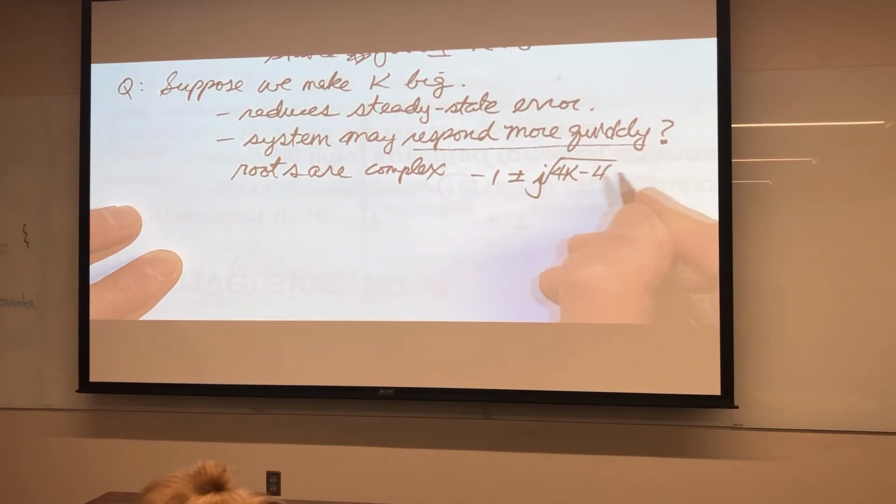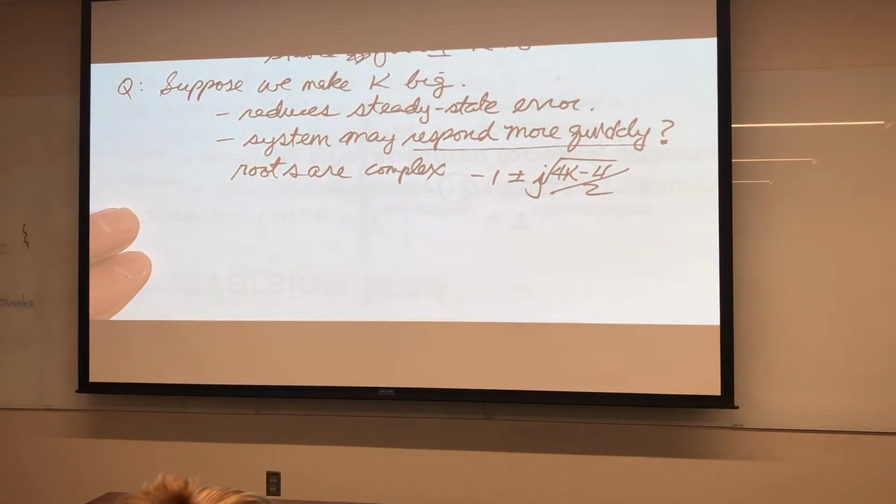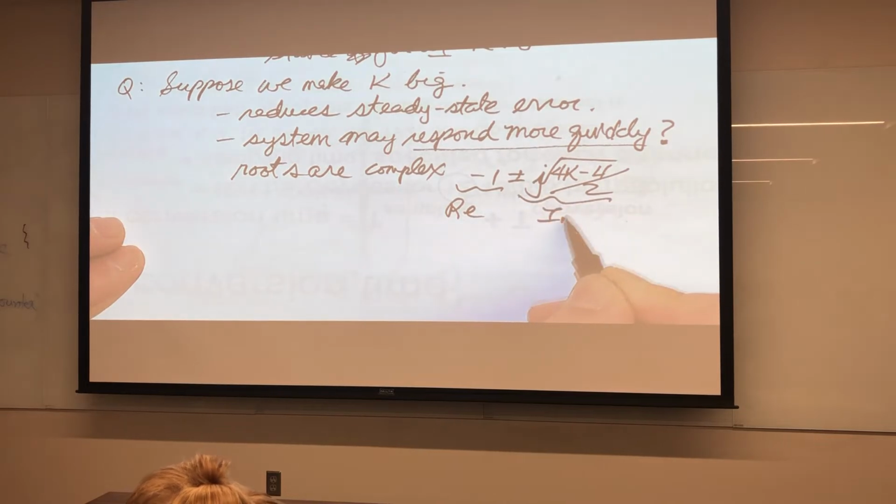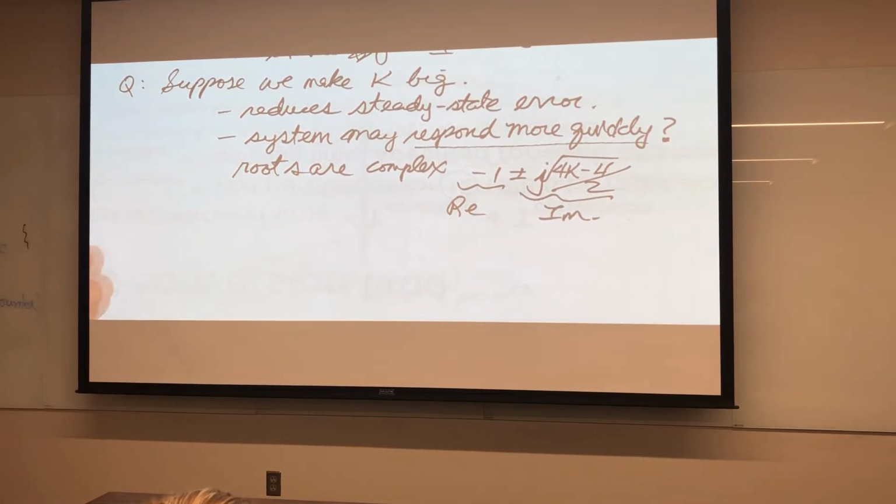(4k minus 4 square root), something like that. Okay. It should be 1 minus k, shouldn't it? I'll put the j here. Okay, something like that. A real part and an imaginary part. All right.